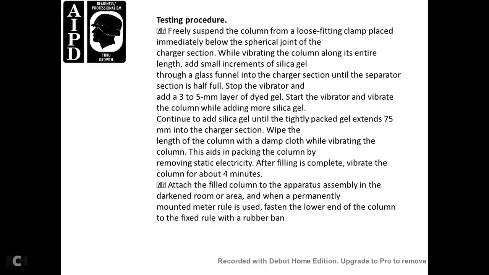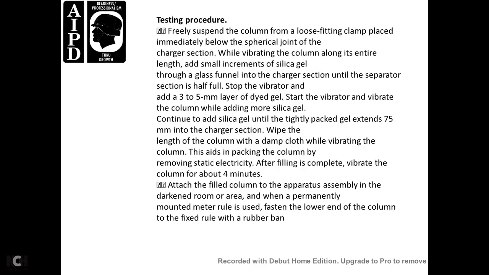Test procedure. Freely suspend the column from a loose fitting clamp placed immediately below the cylindrical joint with the charge section. While vibrating the column along its entire length, add silica gel in small increments through the glass funnel into the charge section until the separator section is half full. Stop the vibrator and add a 3 to 5 millimeter layer of the dyed gel. Start the vibrator and vibrate the column while adding more silica gel.